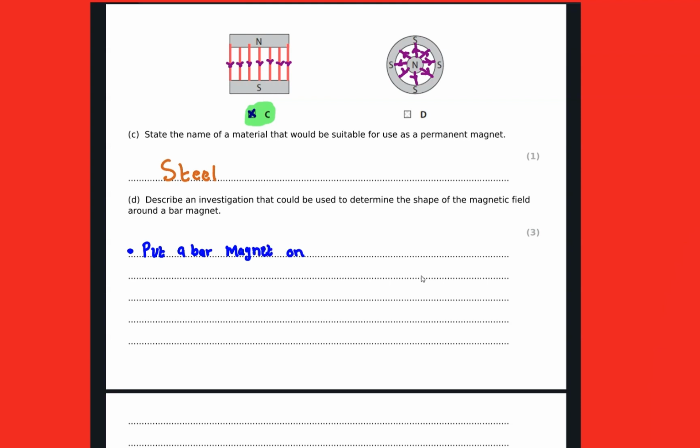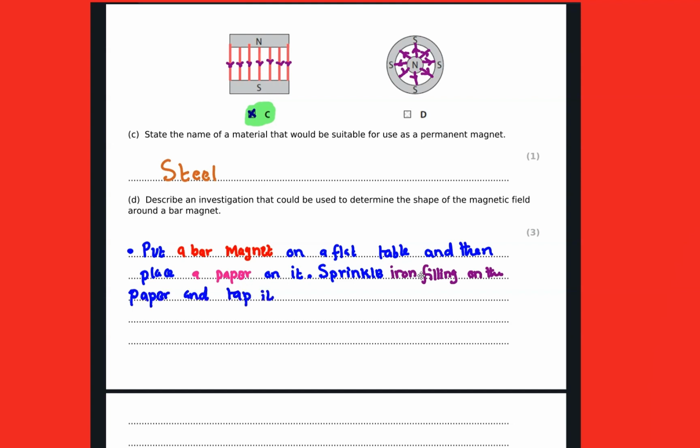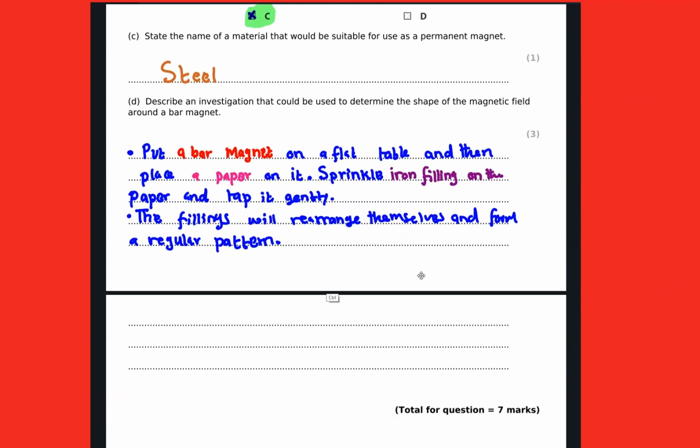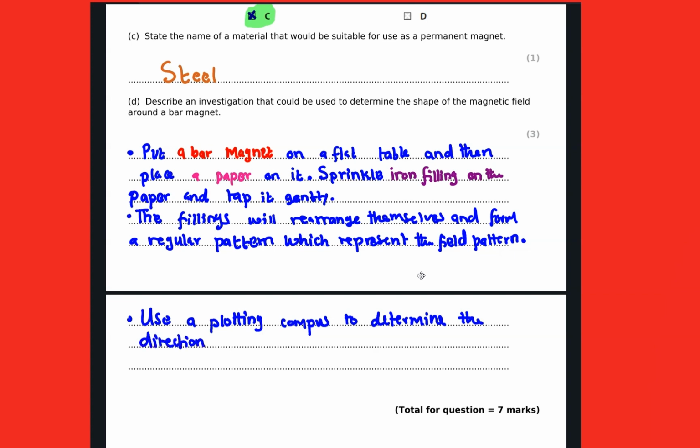We're going to put a bar magnet on a flat table and then sprinkle iron filings on it. So we're going to have a paper, then sprinkle iron filings. We are going to tap the paper gently so that the iron filings react, and they will form a pattern, and this pattern is going to represent the field of the magnet. I'm going to use a plotting compass in order to determine the direction.